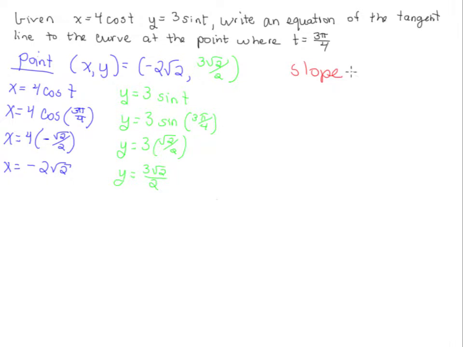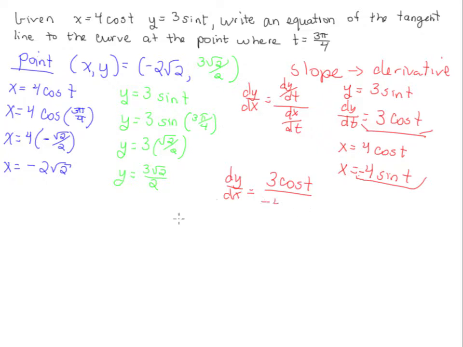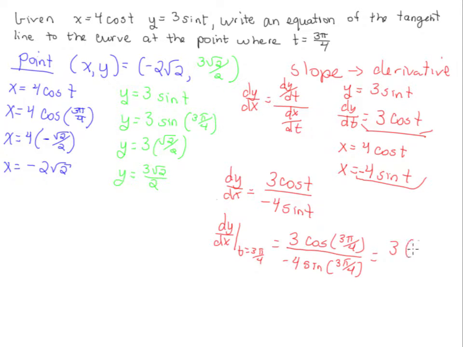Now that I have a point, the next thing I need to do is find the slope. Now, the slope is found by taking the derivative of y with respect to x. So that means I need to differentiate my y with respect to t, and then differentiate my x with respect to t, and divide the two. And evaluating at 3 pi over 4, we find the slope of the tangent line to be simply 3/4.